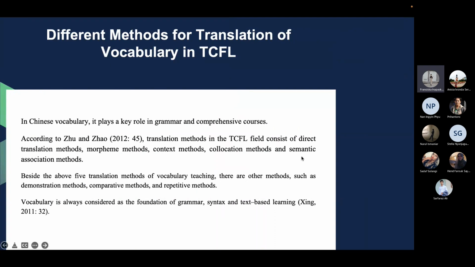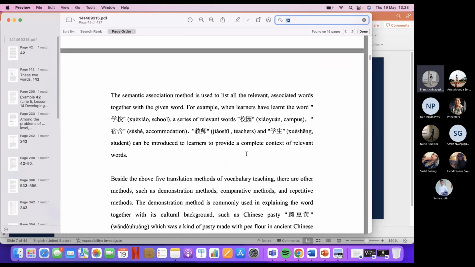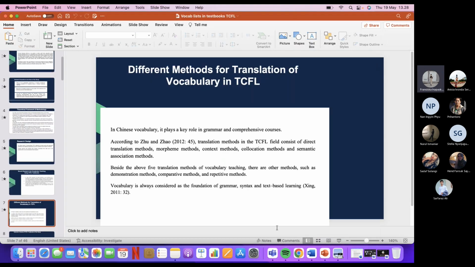From the semantic association method, we can see, for example, that when learners have learned the word xuexiao, or school, a series of relevant words follow: xiaoyuan, or campus, sushe, or accommodation, laoshi, teachers, and xuesheng, students. This allows learners to do this by providing a list of all the relevant or associated words for each word.